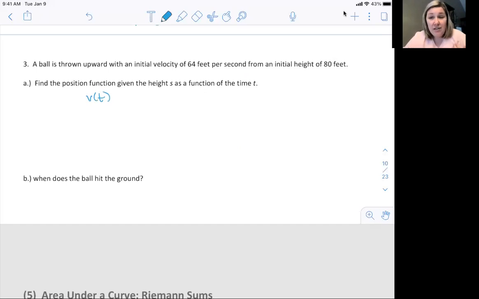We only know the initial velocity. We don't know the velocity function, so we can't really start there. I shouldn't have written that down just quite yet. What we do know for sure is acceleration due to gravity, so that's actually where we need to start.